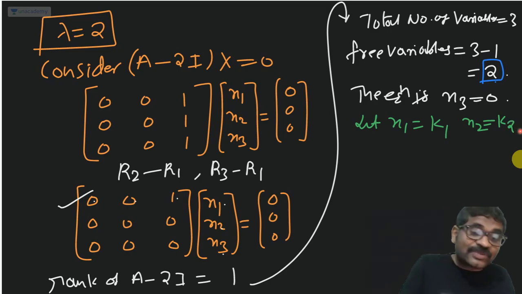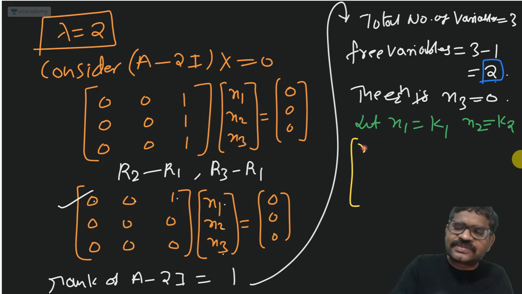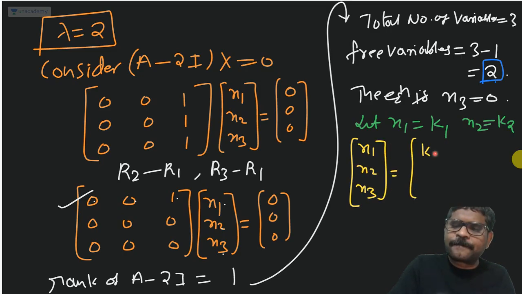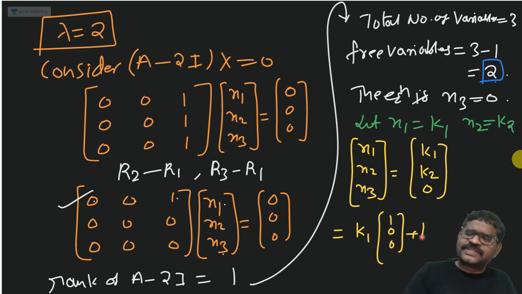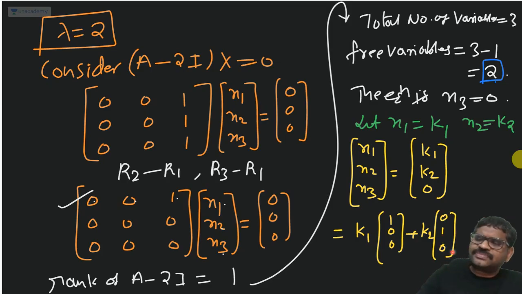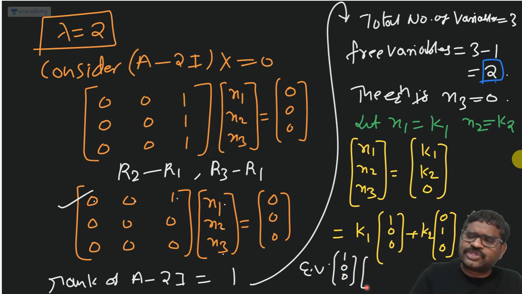Then x1, x2, x3 is k1, k2, 0. You take k1 into 1, 0, 0 plus k2 into 0, 1, 0. Okay, you got two eigenvectors. What are the two eigenvectors? Eigenvectors are nothing but 1, 0, 0 and 0, 1, 0. Understood?